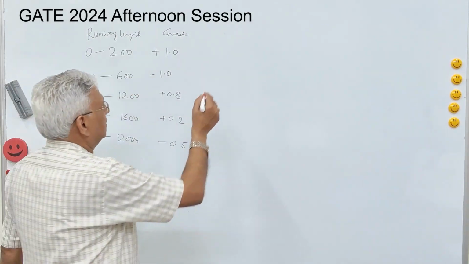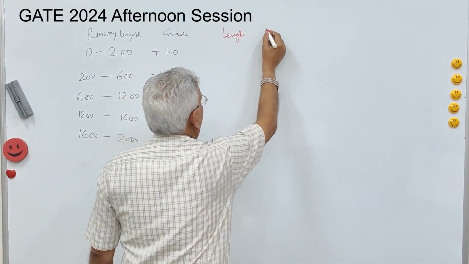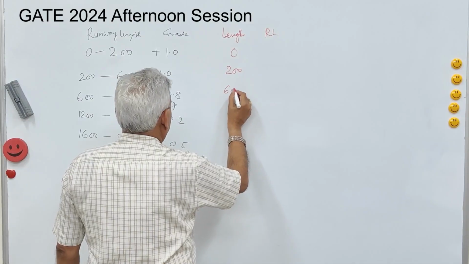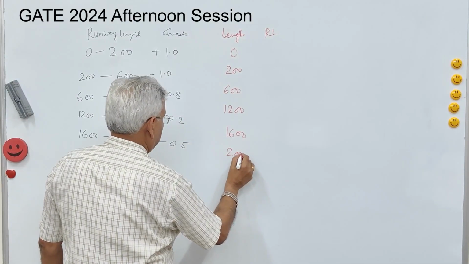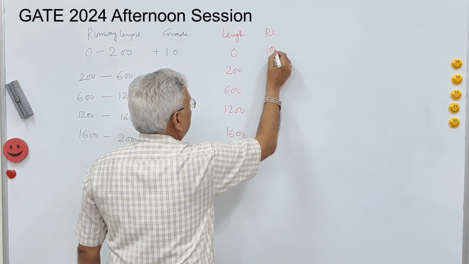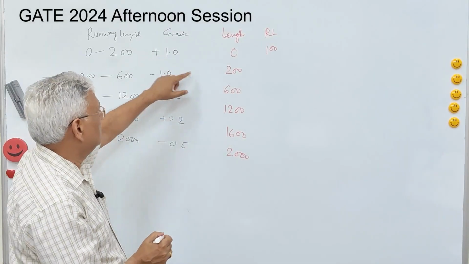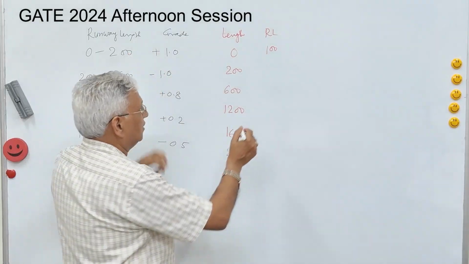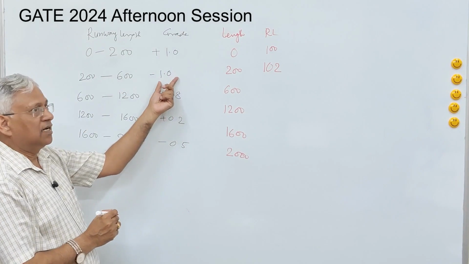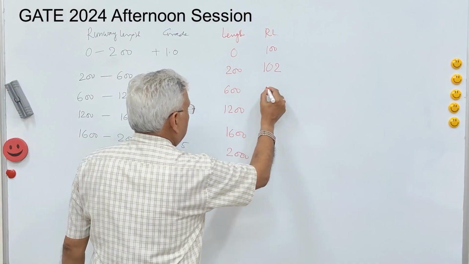that the length and RL, 0, 200 and 2000. So if you assume RL of 0 point as 100, 0 to 200 plus 1% gradient, so in 200 meter there will be 2 meter rise, so RL will be 102. In next 400 meter gradient is minus 1, so there will be minus 4 meter fall, this will be 98 meter.